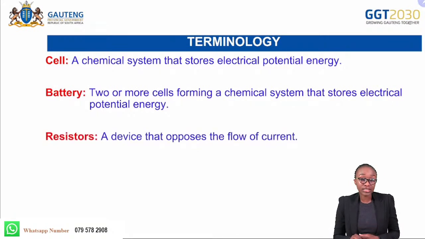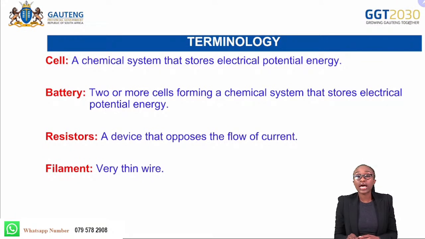And then what are resistors? This is a device that opposes the flow of current. It opposes the direction in which the current is flowing. And what is a filament? A filament is a very thin wire. You often see a filament inside a torch bulb. If you see that wire inside a torch bulb, that is what is called a filament.